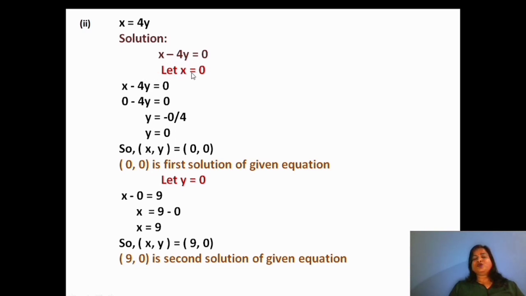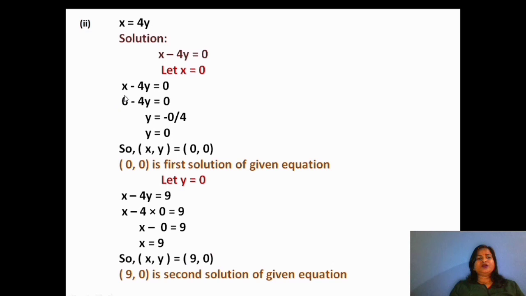Now we have assumed x is equal to 0. So in this equation we will put the value of x. x minus 4y is equal to 0. 0 will come in place of x. Minus 4y is equal to 0. y is equal to minus 0 upon 4. y is equal to 0, because minus 0 upon 4 will be 0. So y is equal to 0. So (x, y) is equal to (0, 0).